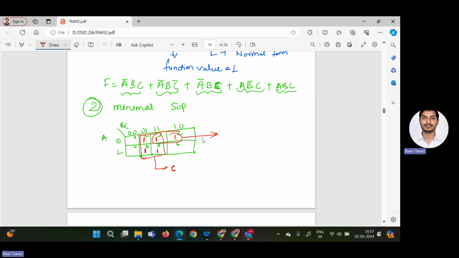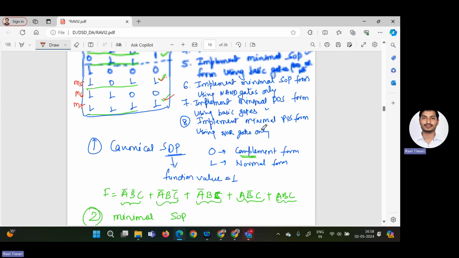Now for this pair, we can write down this is A bar. And here for this combination, 1 0 is complemented, right? This one is complemented, only B is left. So it's B. So this is A bar B. Now we can write down the function f is equal to A bar B plus C. So this is the minimal SOP form.